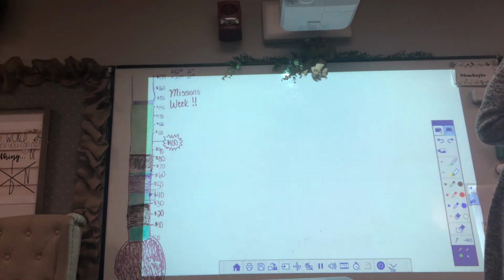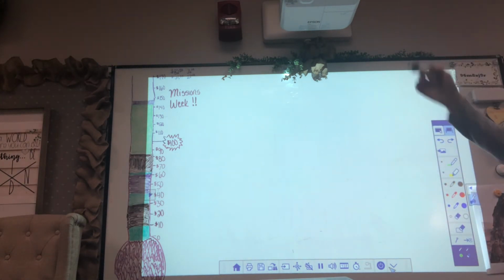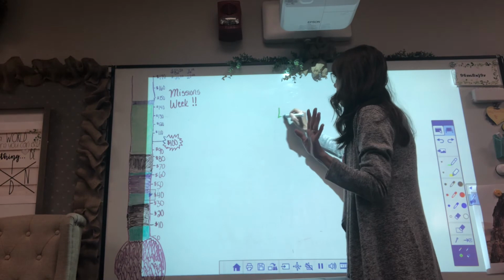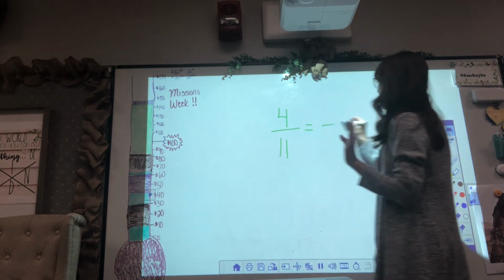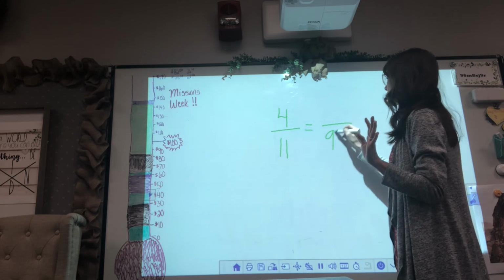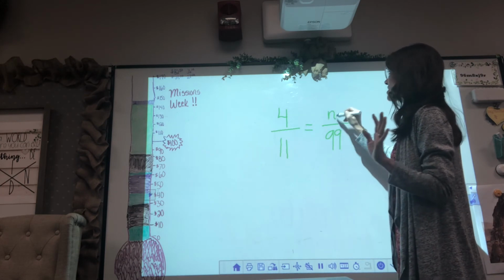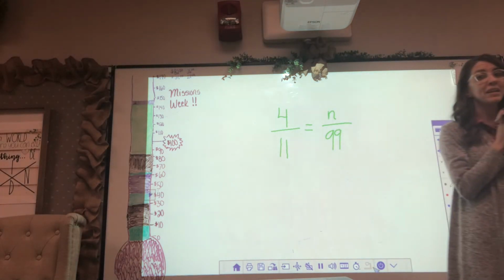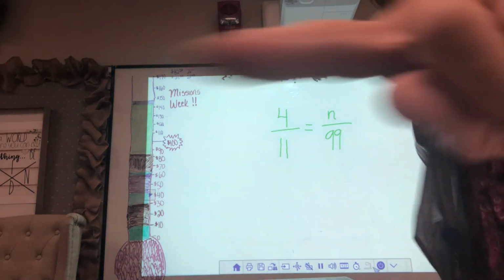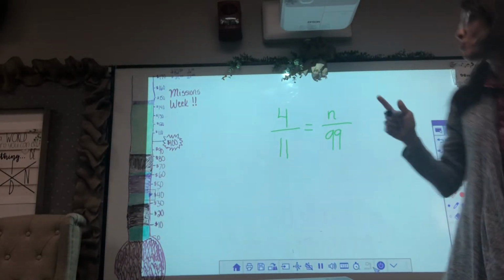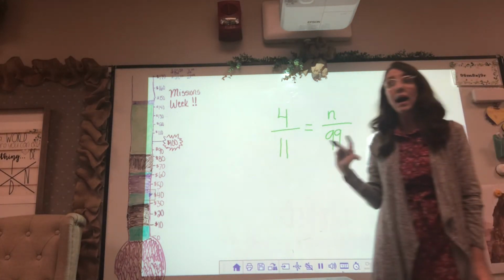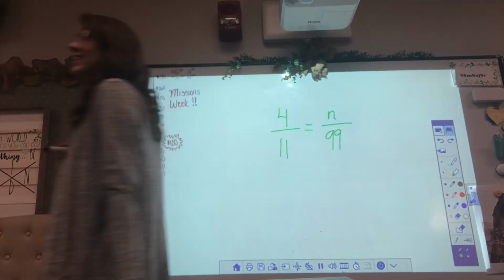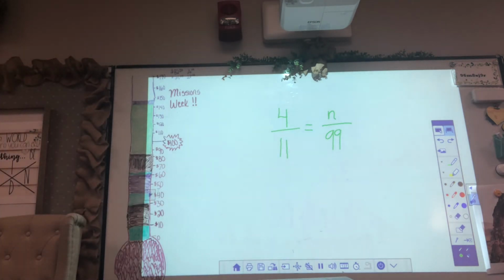How about this one? Okay, here we go. Okay, that one. Everybody, I want everybody to get this. You can do this. You can do this. I want everybody to tell me, what does n equal? Look and see what you did on the bottom so that you know what you need to do on the top. Look and see.